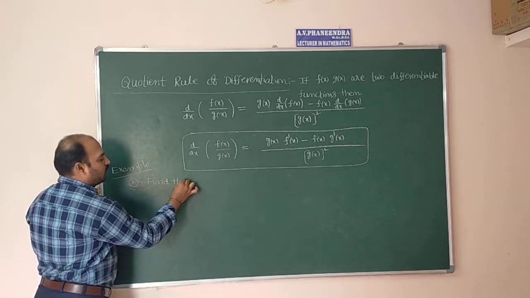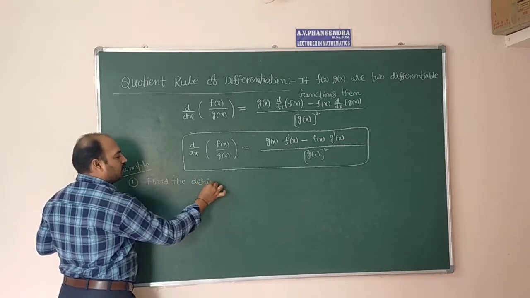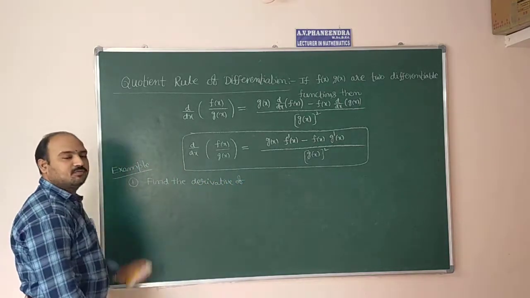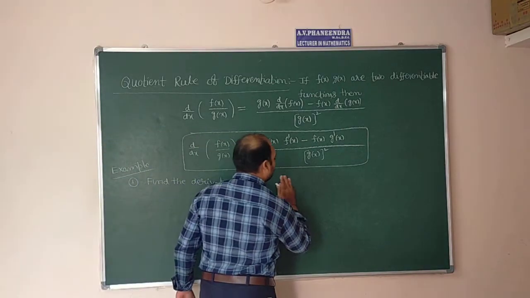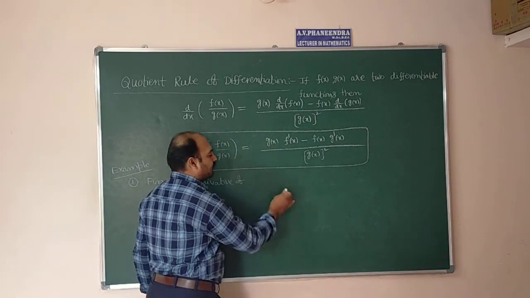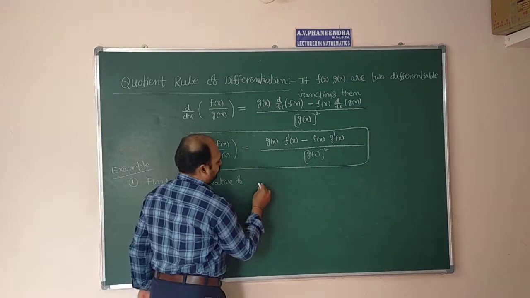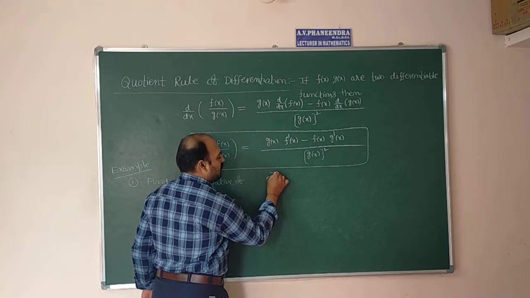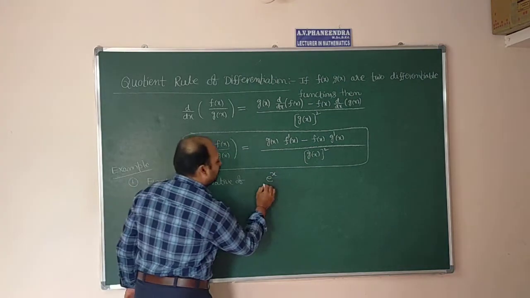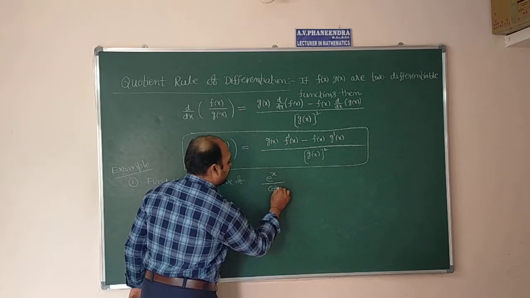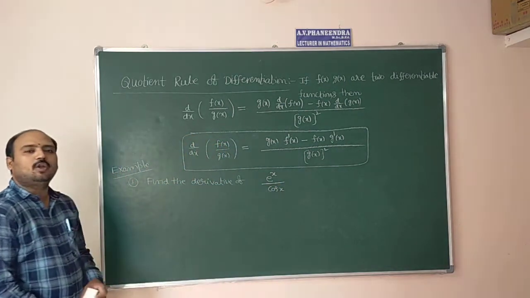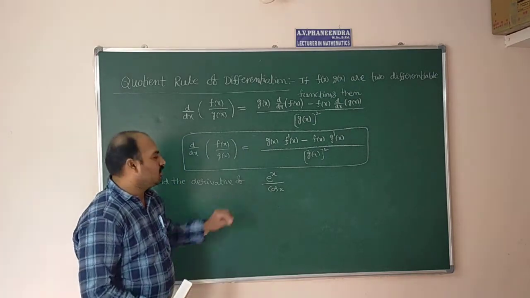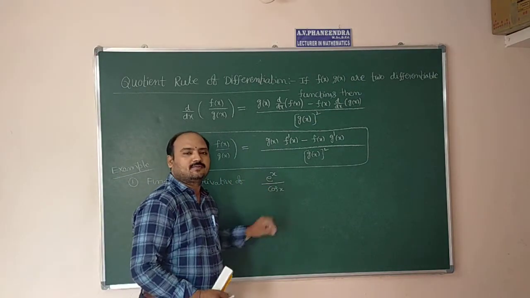Find the derivative of e power x divided by cos x. Any two functions I am taking here. e power x divided by cos x. This is f of x, this is g of x.